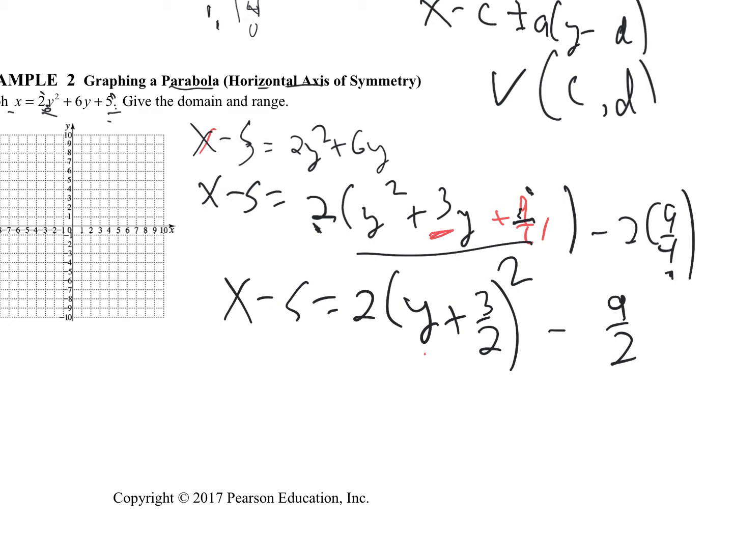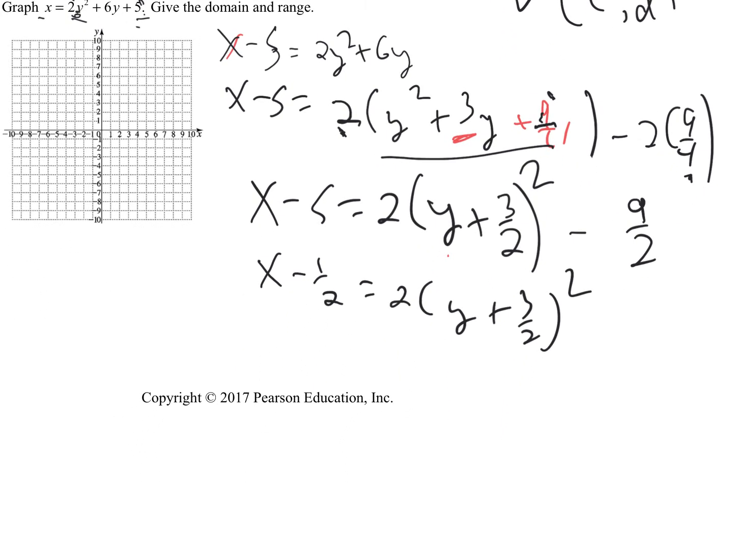But what do I do with 9/2? That's 4.5. So if I add 4.5 to both sides, I get x minus 1/2 equals 2 times y plus 3/2 squared. Okay, I have everything I need here. I have my vertex. It's going to be the opposite of what you see, so it's 1/2, and it's going to be a negative 3/2 on the y.